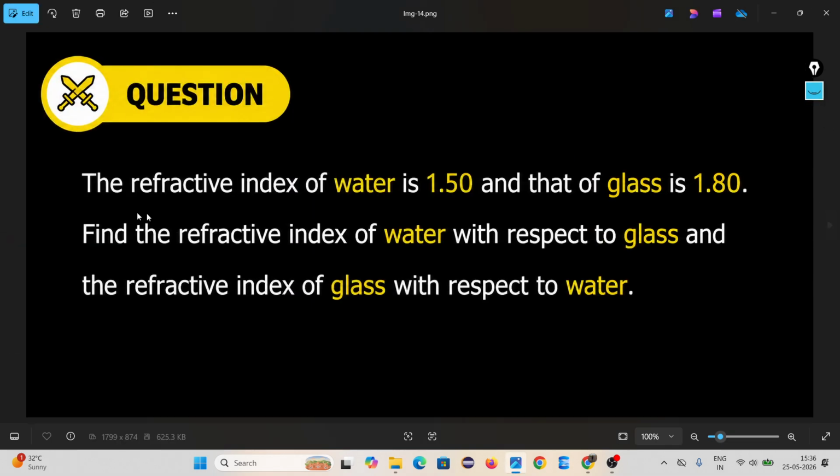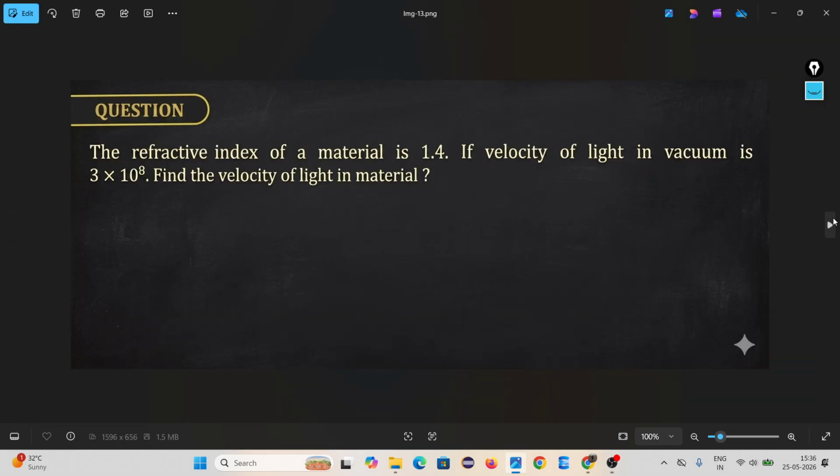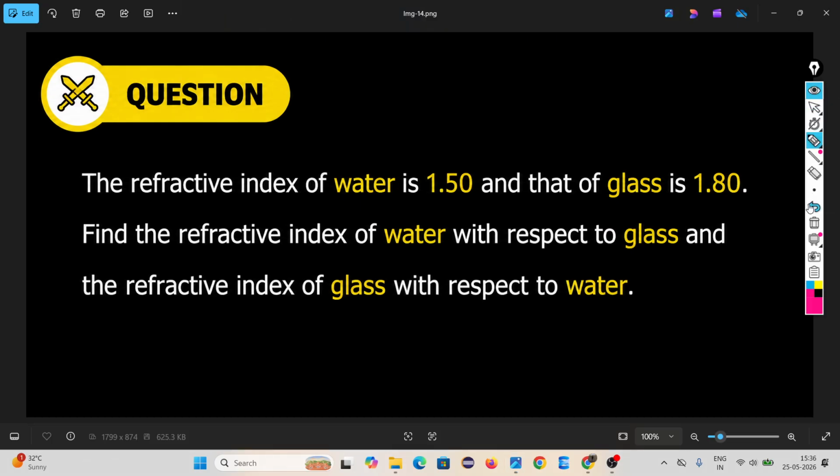Now I think in the last class we completed till this. Now look, this is the question. The refractive index of water is 1.50 and that of glass is 1.80. Find the refractive index of water with respect to glass and the refractive index of glass with respect to water. My question is, does this come under absolute or relative?